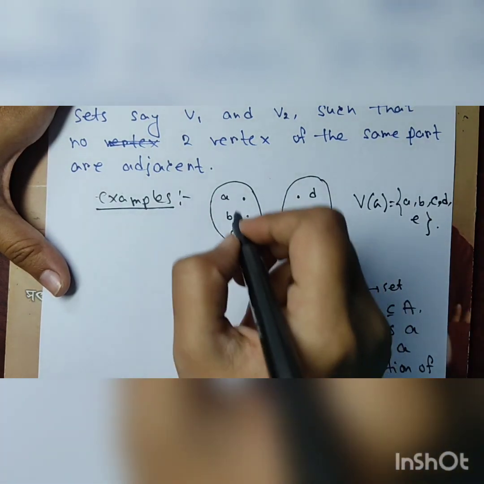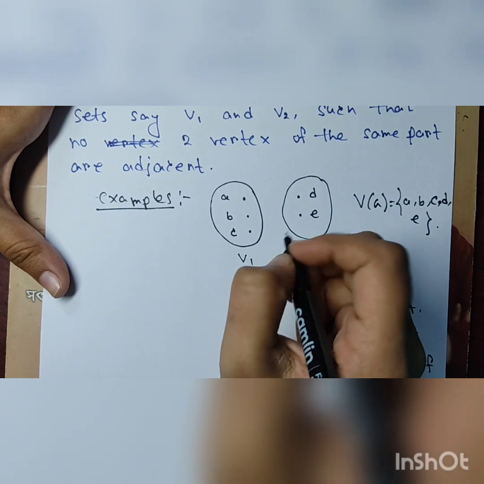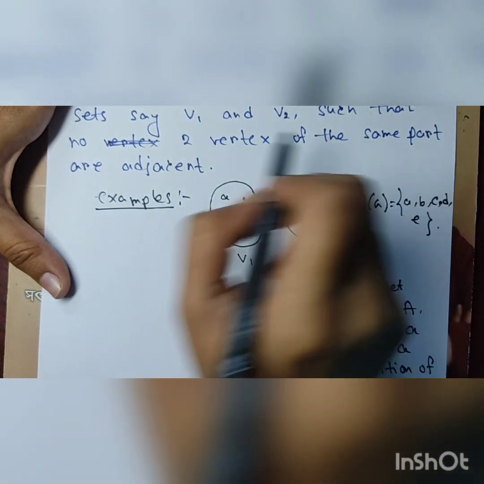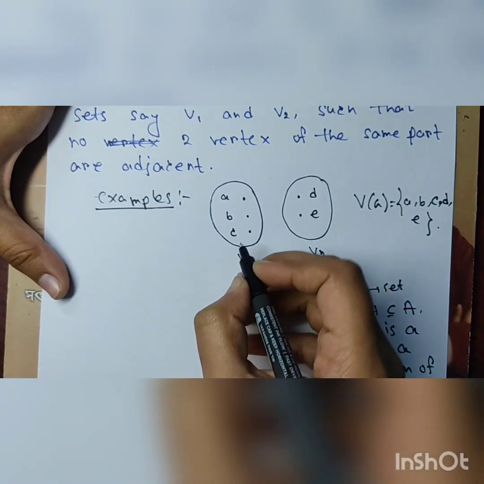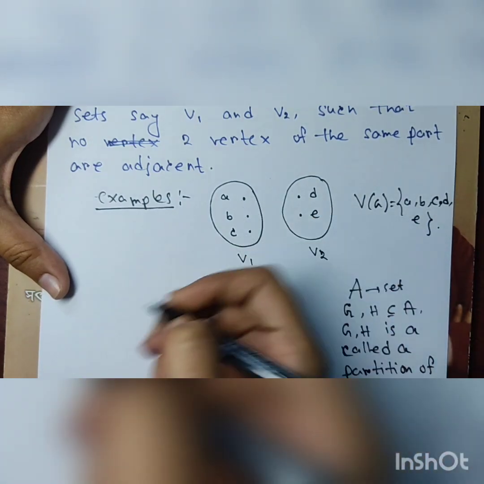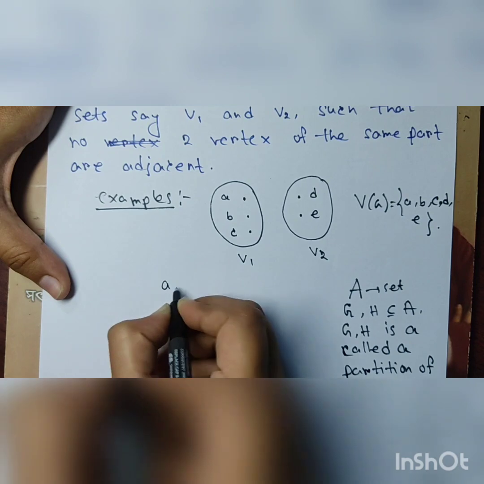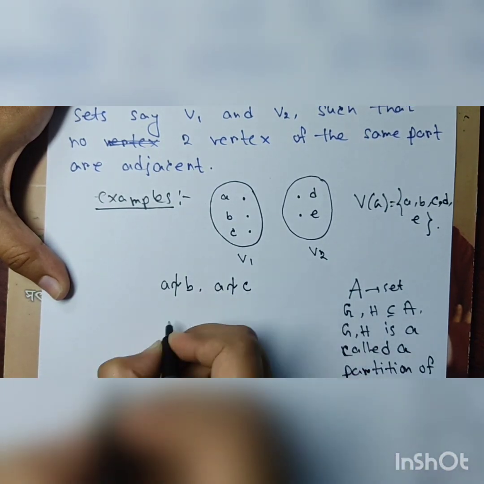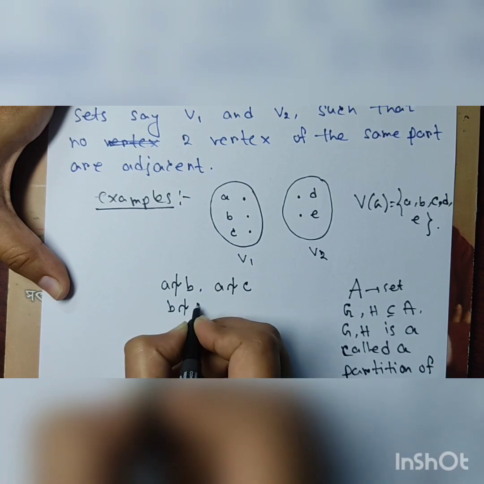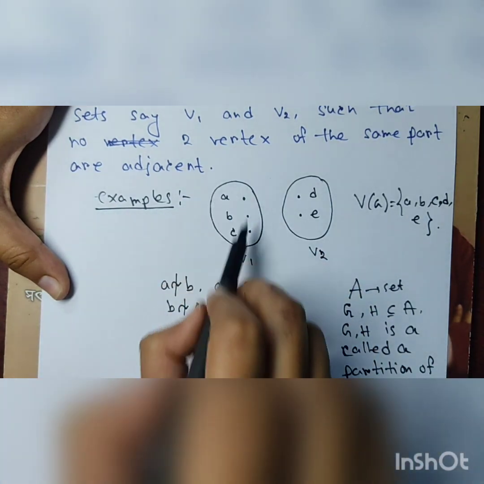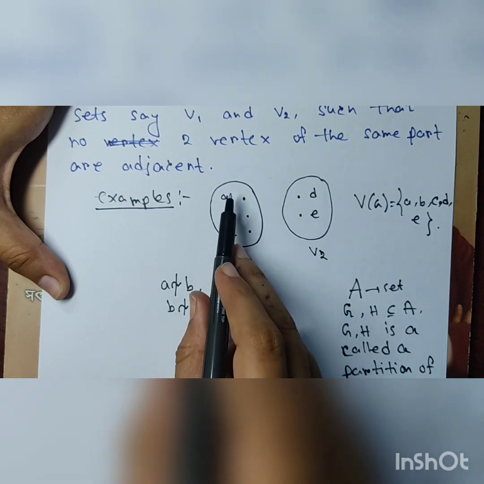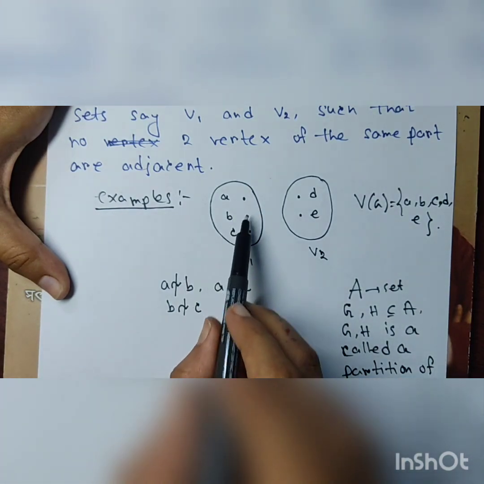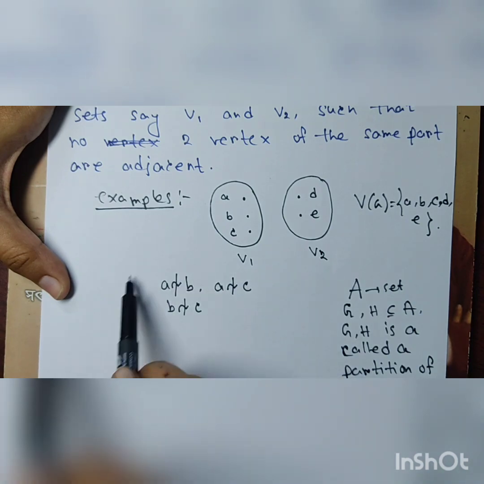Okay, so we can take this partition, and now what more must hold is that no two vertex of the same part are adjacent, that is no two vertex of V1 are adjacent. That is A is not adjacent to B, A is not adjacent to C, and also B is not adjacent to C. Okay, and all others are already covered, like B is not adjacent to A, and C is not adjacent to A, and C is not adjacent to B. So basically these three conditions.